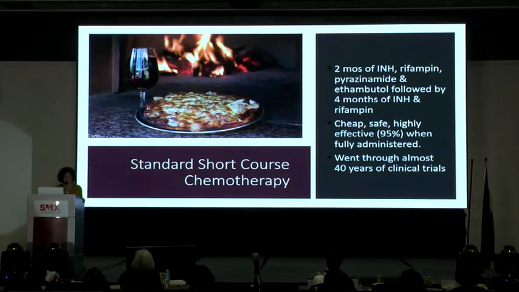So our standard therapy now is the perfect combination: 2 months of INH, rifampicin, PZA, and ethambutol, and 4 months of INH and rifampicin. Cheap, highly effective, at 95% effectivity, with a relapse rate of less than 5% when fully administered, and it went through several trials.